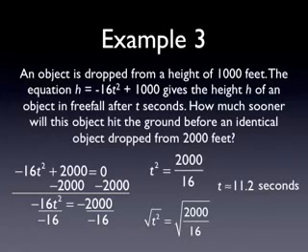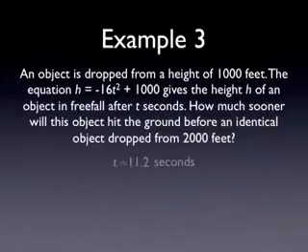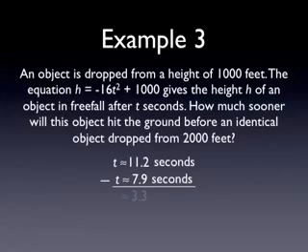So now we just have to figure out how much sooner the object will hit the ground. We just have to find the difference between these times. So our longest time is about 11.2 seconds. The shorter time is about 7.9. As we subtract them, we'll find out it's going to be about 3.3 seconds sooner that the first object hits than the second object.